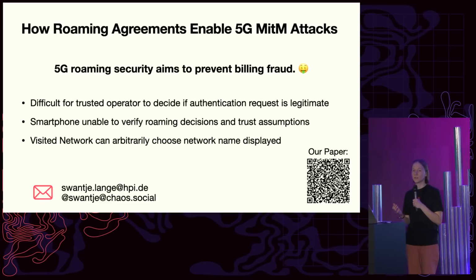So you as a user can only see a very limited part of this connection. And the visited network, so the network you are connecting to when you are roaming, can actually arbitrarily choose the network name displayed on the phone. So like this, users can be easily tricked into connections. I think that we need some major change in the system to make it more secure and to prevent machine-in-the-middle attacks in the future. Thank you.